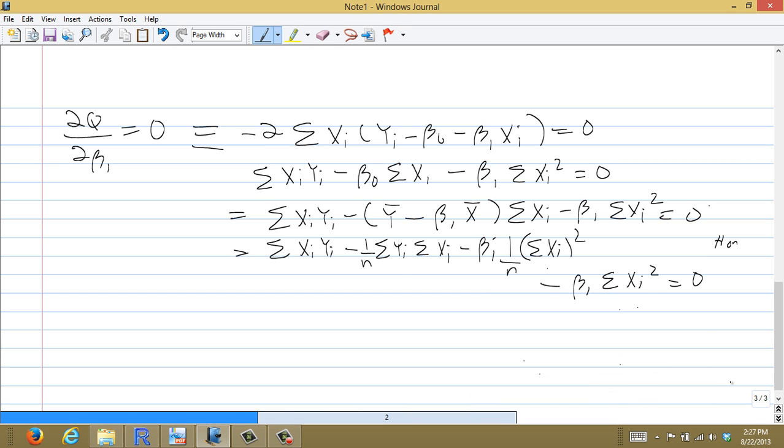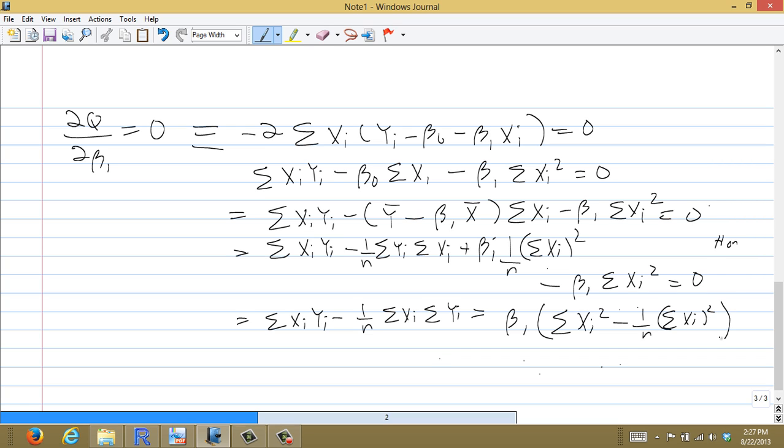So continuing on with this equation, what we're going to want to do is group everything by beta 1 and then factor out the remaining material. So we get the sum of x sub i, y sub i, minus 1 over n, the sum of x sub i times the sum of y sub i, equals beta 1 times the sum of x sub i squared, minus 1 over n, the sum of x sub i quantity squared. This should be a plus up here. Okay, so really there's just some messy algebra that we had to deal with.